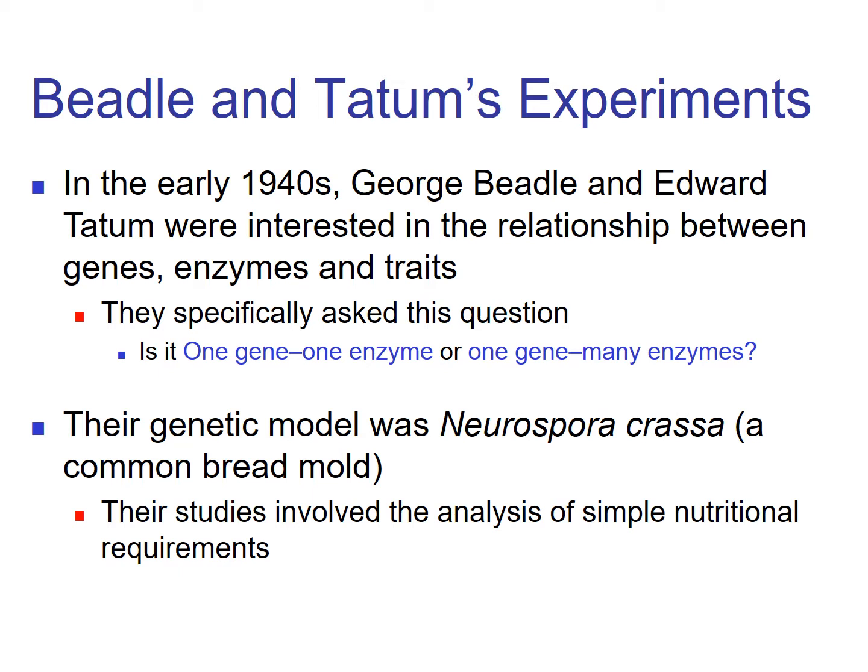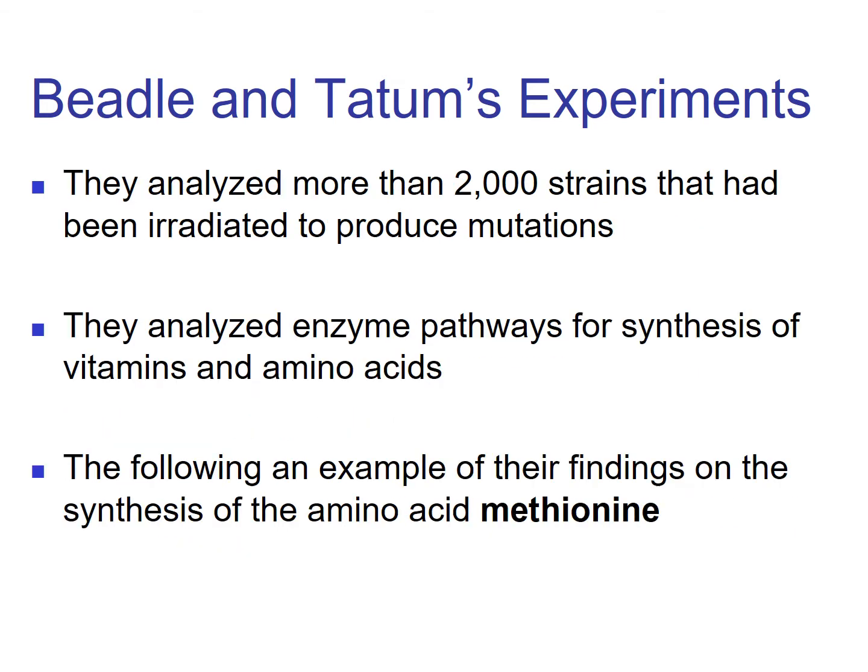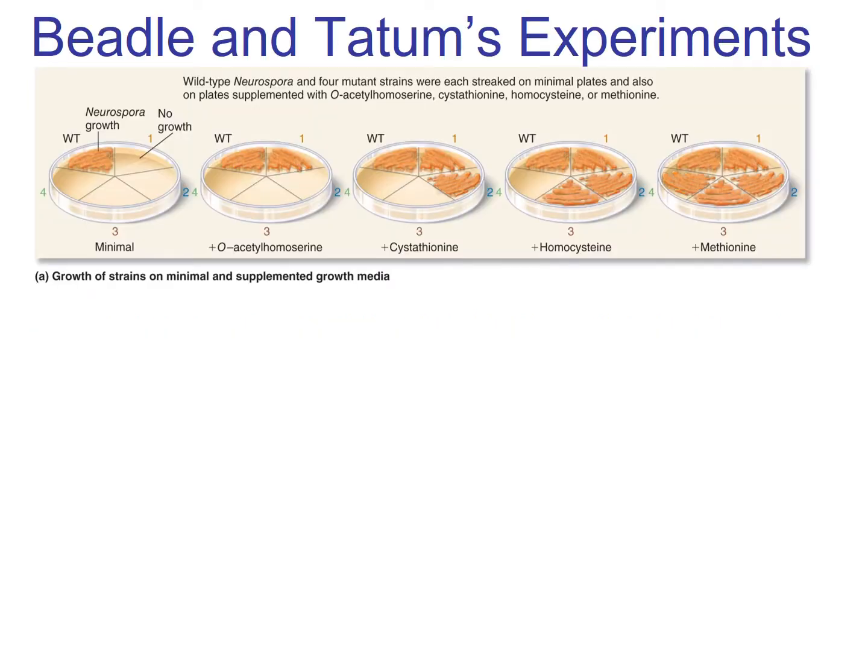So they used a model organism, common bread mold, called Neurospora crassa. This was useful because they could look at simple nutritional requirements. So they had several strains, upwards of 2,000 strains. These are mutant strains that had been produced by irradiating Neurospora to generate mutations. They analyzed the different enzyme pathways for the synthesis of vitamins.